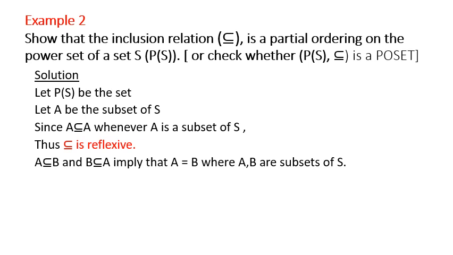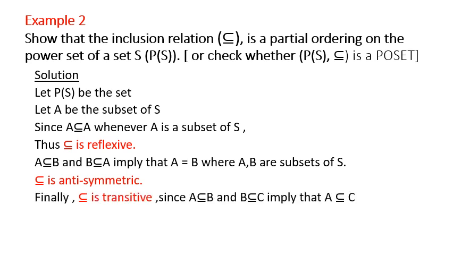And let us say antisymmetric. If A is a subset of B and B is a subset of A, then we can prove that A is equal to B. This is also an elementary property of set theory. If A is a subset of B and B is a subset of A, then it implies that A is equal to B, where A and B are subsets of S. So inclusion is antisymmetric.